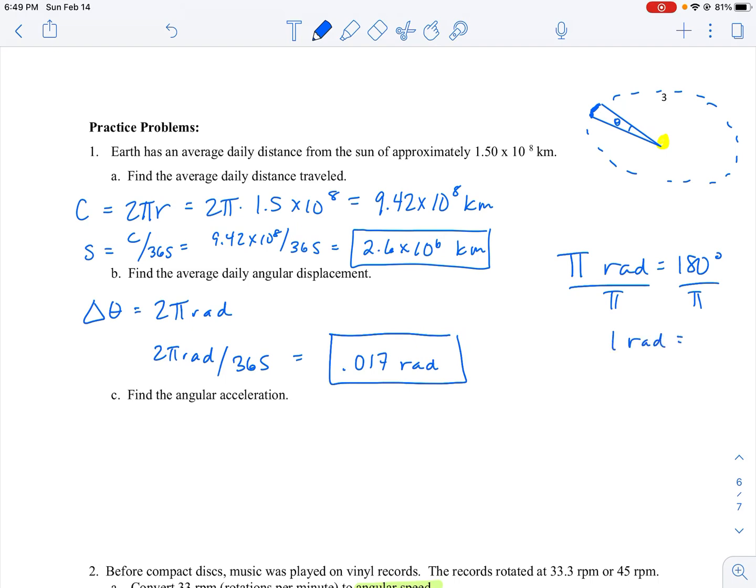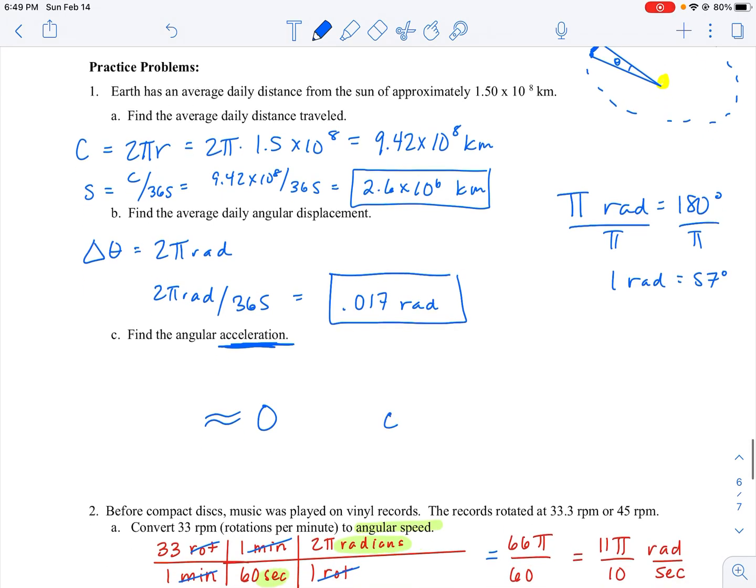So 1 radian is about 57 degrees, just to give you a sense of that. 0.017 radians is pretty small. Okay, find the angular acceleration. Well, in order to have angular acceleration, we would have to be speeding up or slowing down. And the Earth's orbit does not speed up or slow down tremendously. It actually does a little bit because technically it's elliptical, but it's essentially zero. Essentially, we're moving at a constant speed.